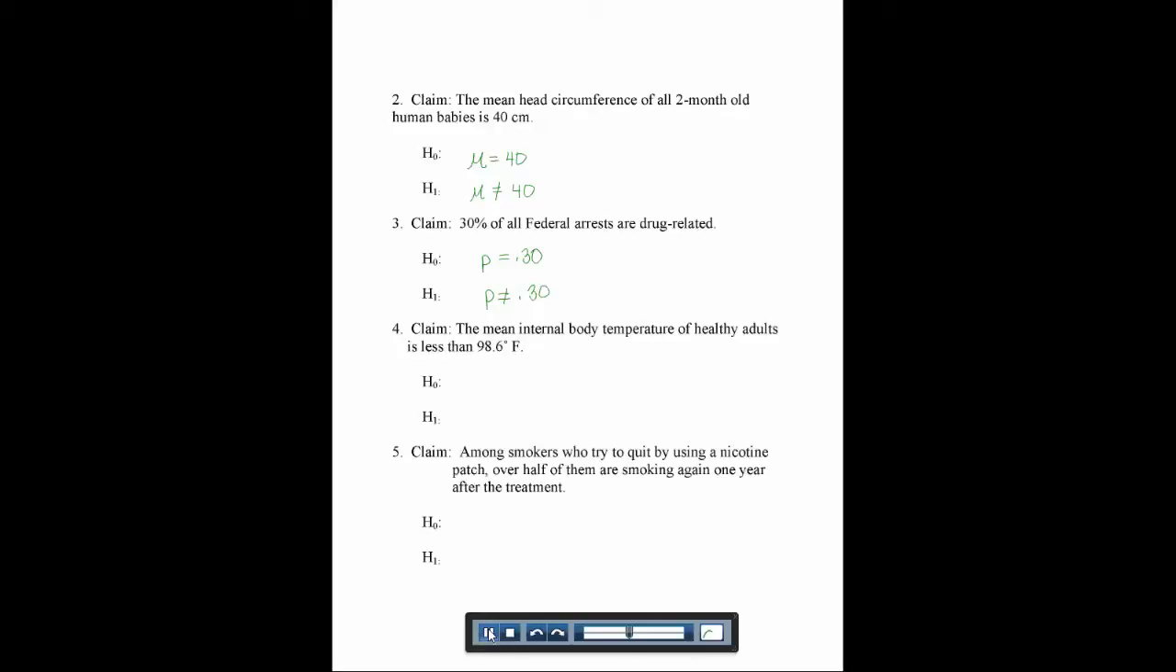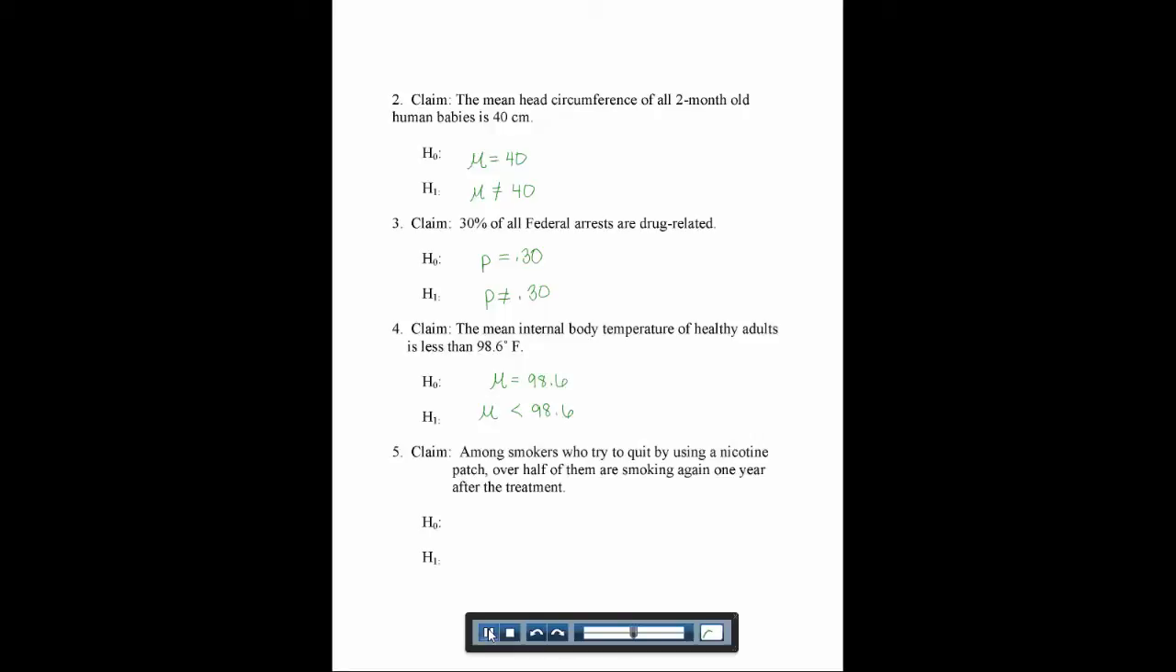Number 4 says the claim is that the mean internal body temperature of healthy adults is less than 98.6. Since this is a less than statement, we put the less than statement, so an average is less than 98.6, as our alternate hypothesis. And our null hypothesis always has to have an equals. So we'd say mu is equal to 98.6.